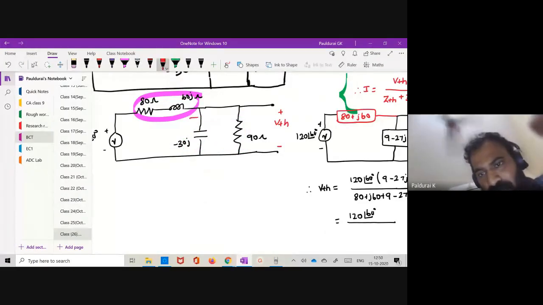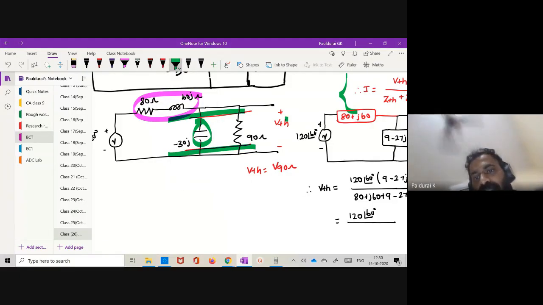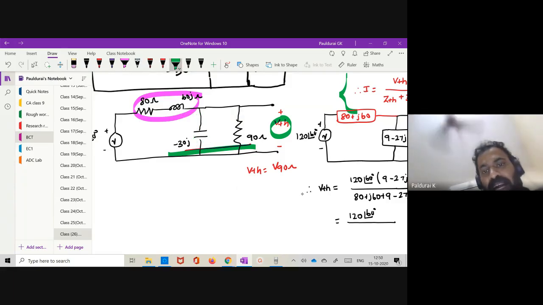Okay, see, what is VTH? You are thinking the voltage across the 90 ohm alone, but here I also have this 30J. It is also connected in parallel. You know, the same voltage is maintained, right? So here what is VTH? The voltage across the parallel combination of 90 minus 30J. Can you understand my point? Okay sir.